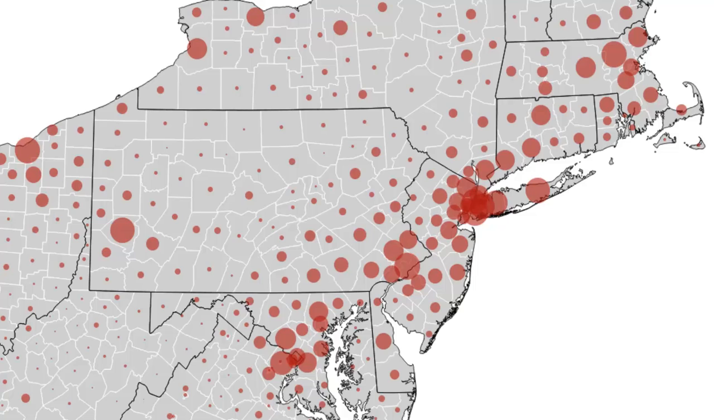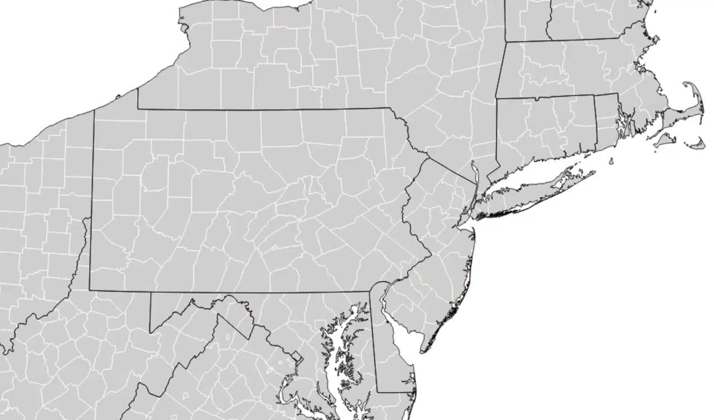Let's do one more way of showing population. Another way might be to have a dot density map. The dot density takes all those county boundaries and randomly assigns places for points within those counties.